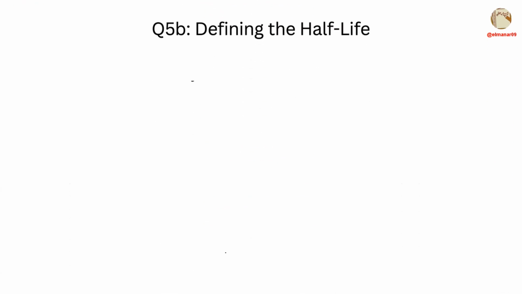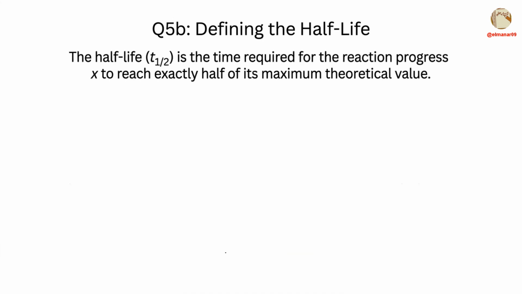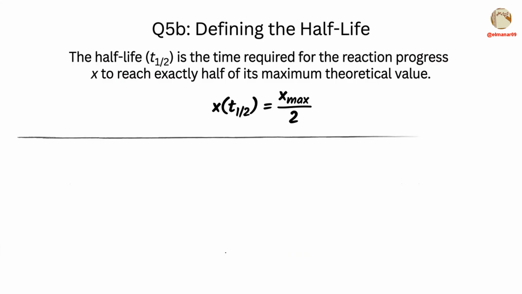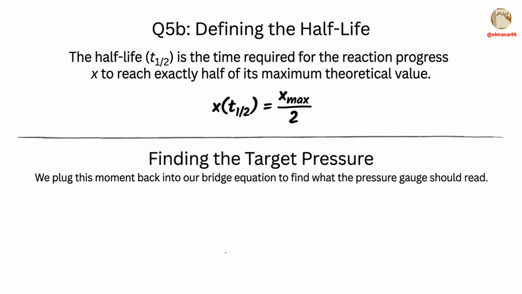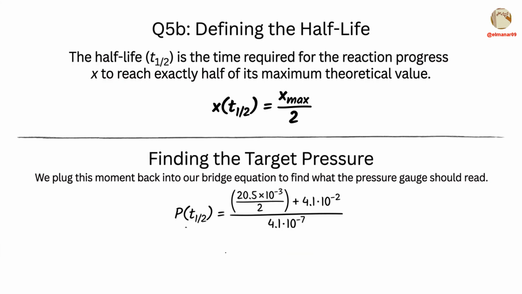Question 5b. Defining the half-life. The half-life, T sub 1/2, is the time it takes for the reaction to get halfway to the finish line. In terms of progress, it's when X reaches Xmax divided by 2. To find the half-life from our graph, we first need to know what pressure corresponds to that halfway point. Step 1. Target X equals 20.5 times 10 to the negative third divided by 2. Step 2. Plug this back into our bridge equation to find the target pressure.